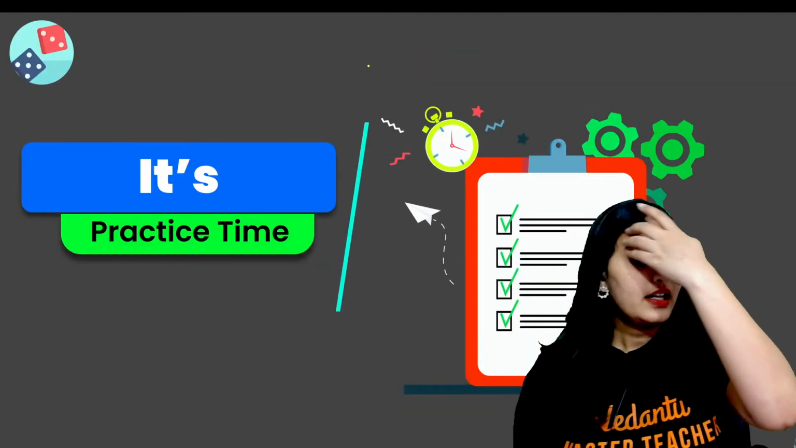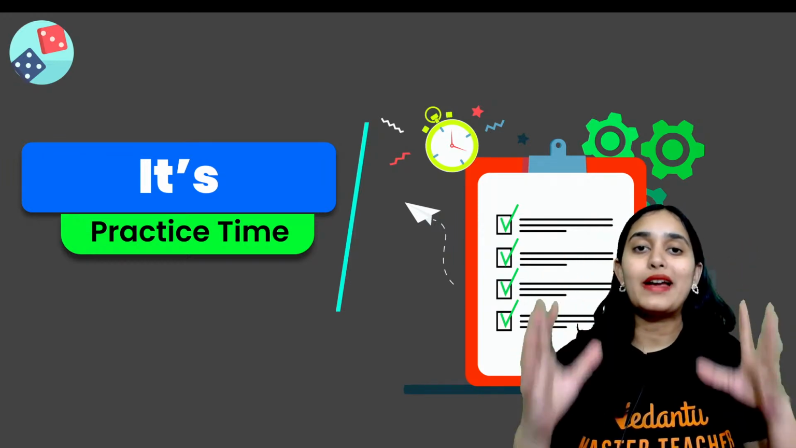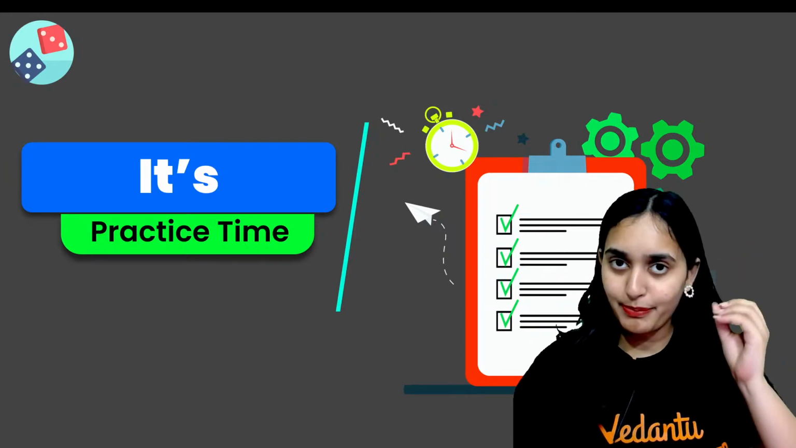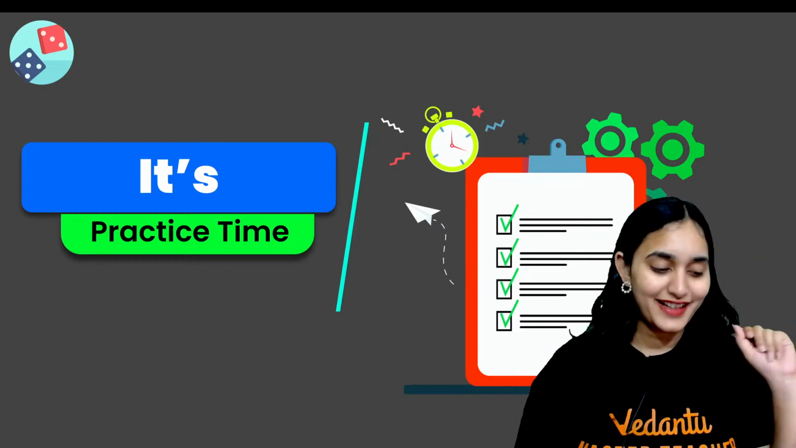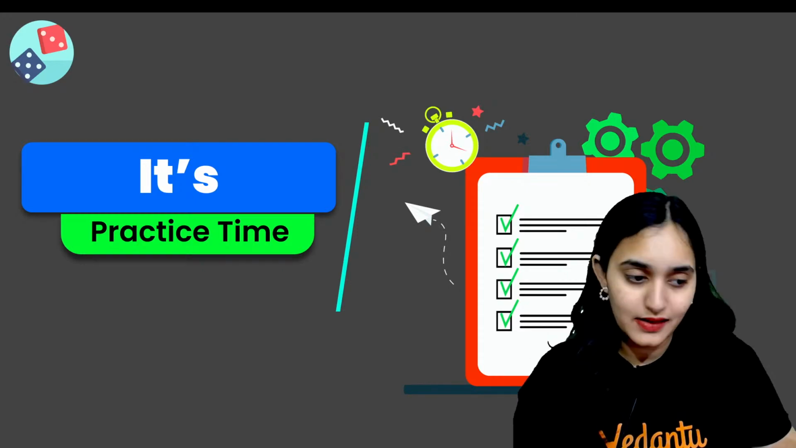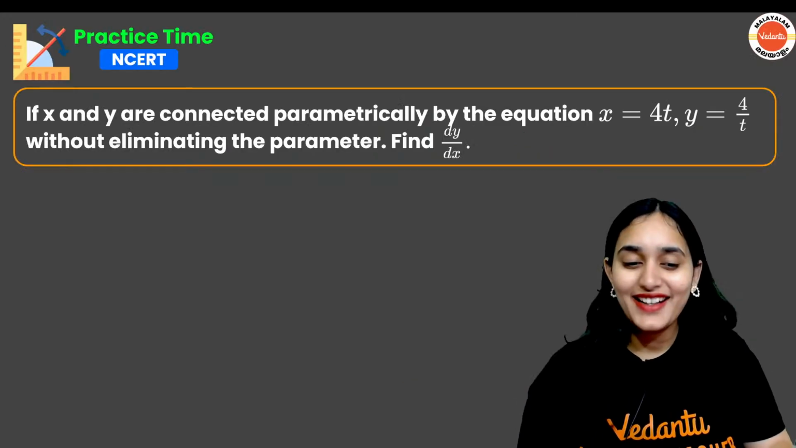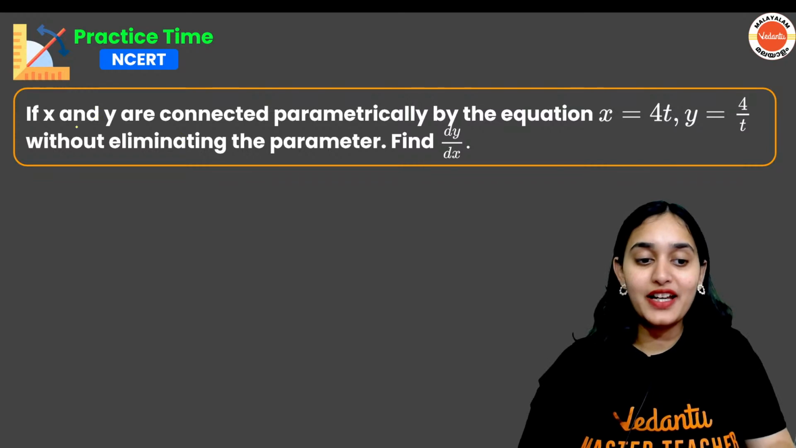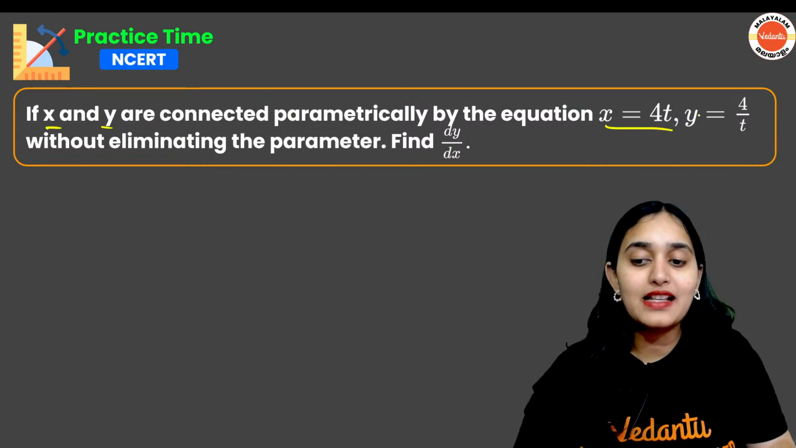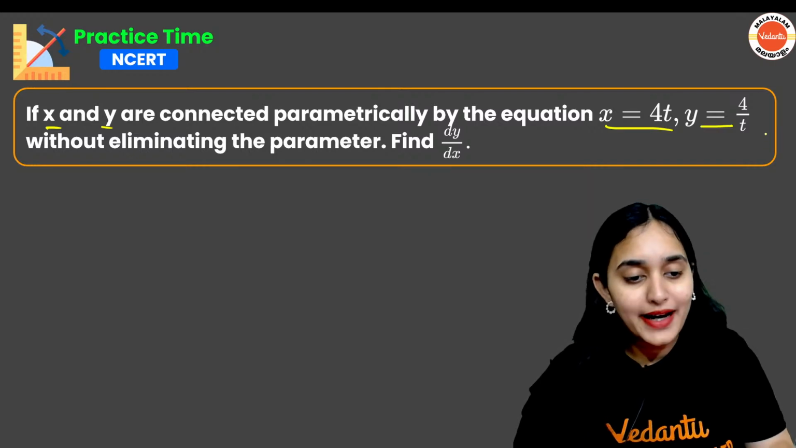Alright, now let's practice lots of questions from these two topics so that your understanding is perfect and you have no doubt left. Alright, so solve it along with me and keep commenting the answers if you solve it before me. Okay, question number 1. X and y are connected parametrically by the equation x is 4t, y is 4 by t.